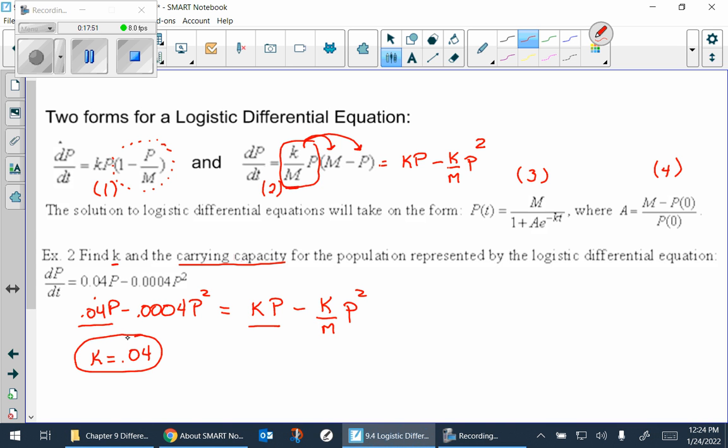Now we got to find the carrying capacity. Well, this is the coefficient on P squared. 0.0004 is the coefficient on P squared. That's equal to K over M times P squared. So, dividing each side by P squared, those are gone. 0.0004 equals, now we know K is 0.04, over M.